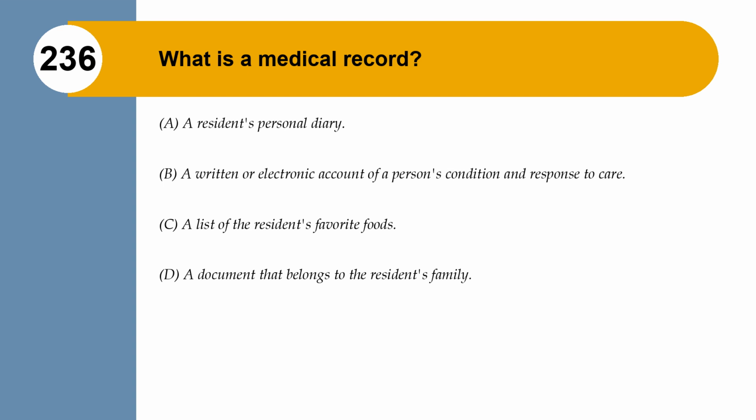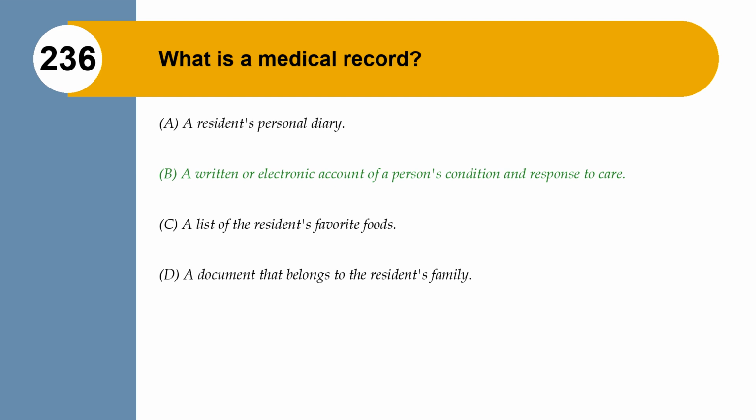Option A, a resident's personal diary. Option B, a written or electronic account of a person's condition and response to care. Option C, a list of the resident's favorite foods. Option D, a document that belongs to the resident's family.